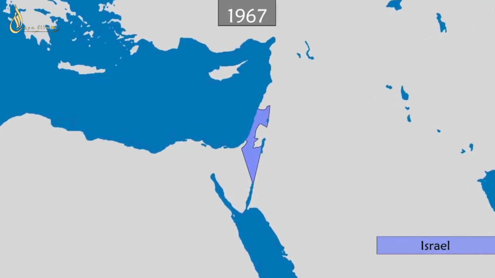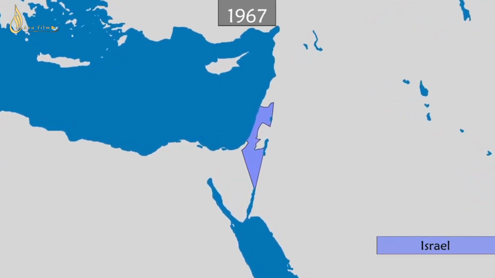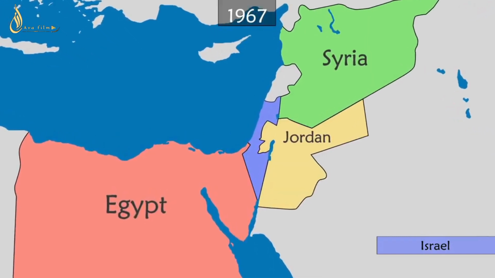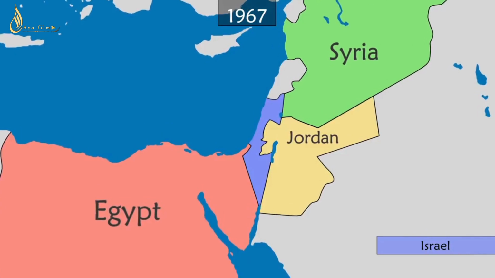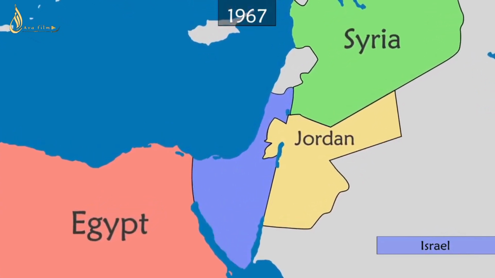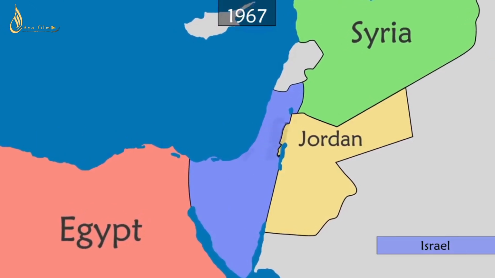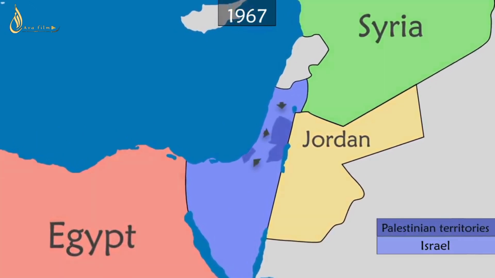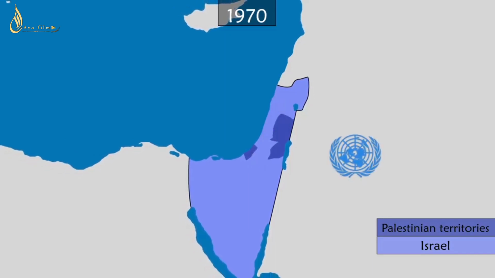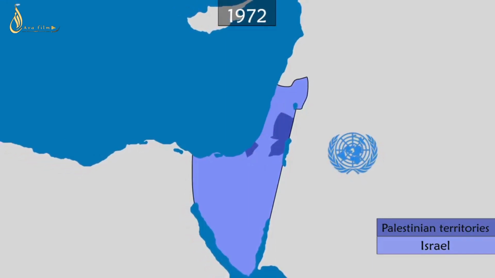In 1967, following tensions with its neighbors, Israel declares war on Egypt, Jordan, and Syria. In 6 days, Israel dominates the war and triples its territory by seizing the Egyptian Sinai, the Syrian Golan Heights, and the West Bank. Israeli settlers begin to move into Palestinian territories. The UN reacts and adopts Resolution 242 condemning the Israeli occupation.